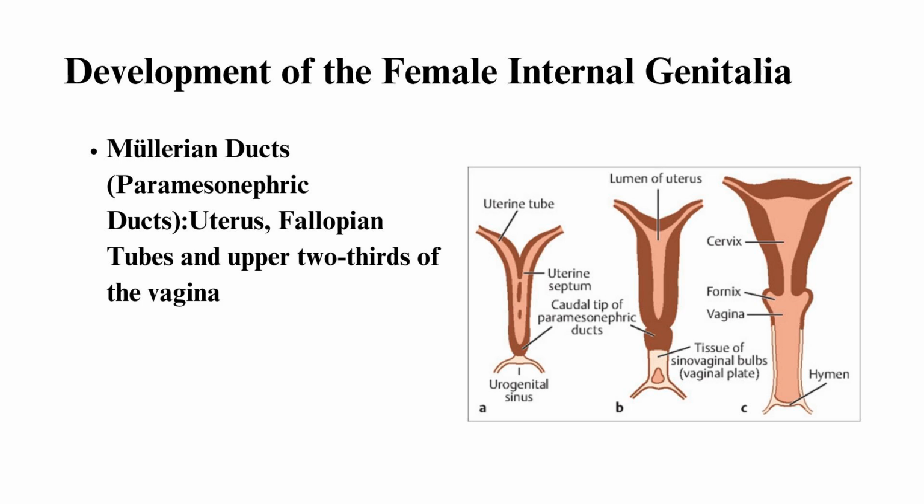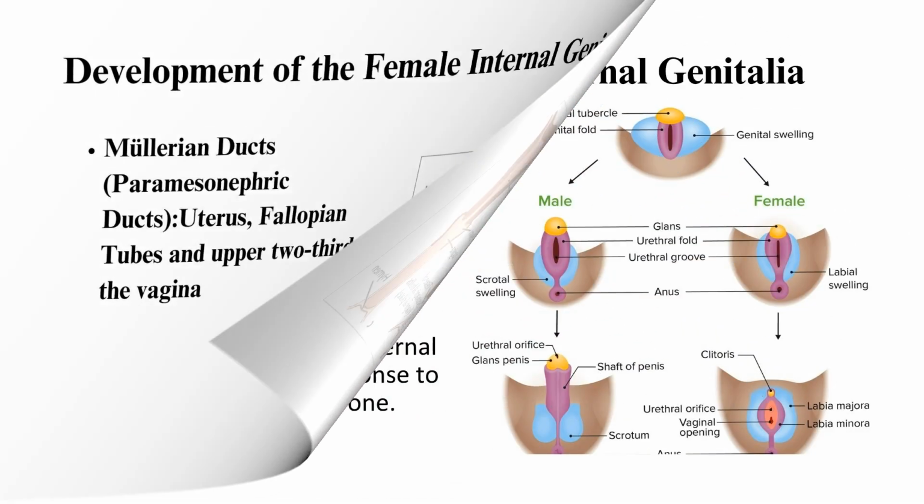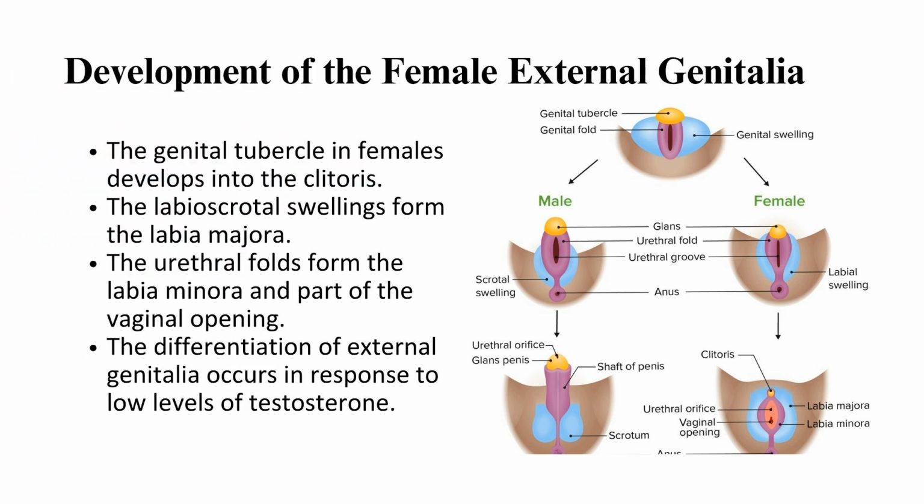Wolffian ducts. In females, the Wolffian ducts regress due to the absence of the male hormones, androgens. In males, the Wolffian ducts develop into the epididymis, vas deferens, and seminal vesicles, but in females, they do not contribute to internal genitalia. Third, development of the female external genitalia.